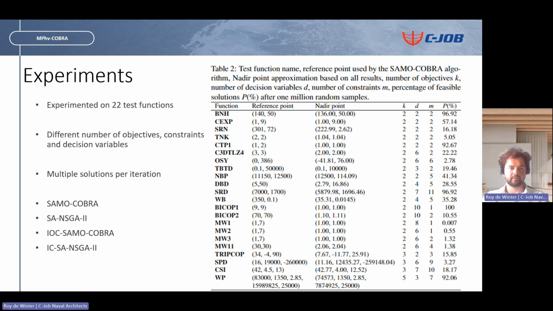I compared the IOC Sama-Cobra algorithm with the original Sama-Cobra algorithm that assumes that all objectives and constraints are expensive. I also compared to the surrogate-assisted NSGA2 algorithm and the inexpensive constraint surrogate-assisted NSGA2 algorithm. So to be able to compare fairly, we assumed that the constraints in all these test functions are inexpensive, while the objectives are expensive.